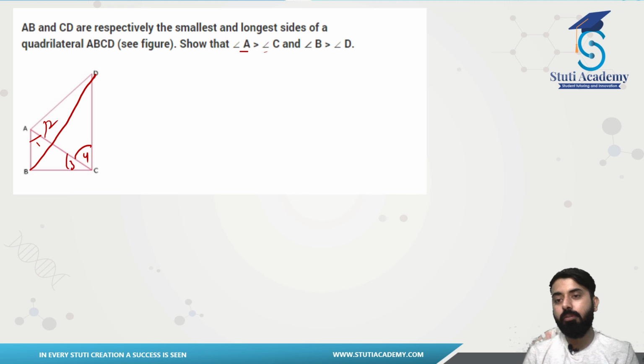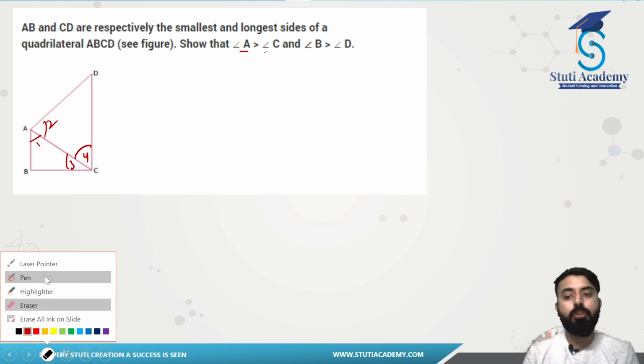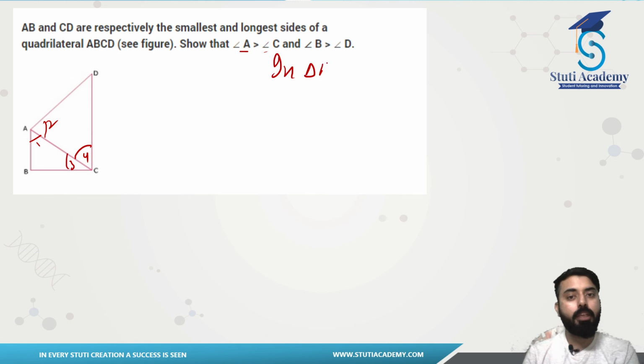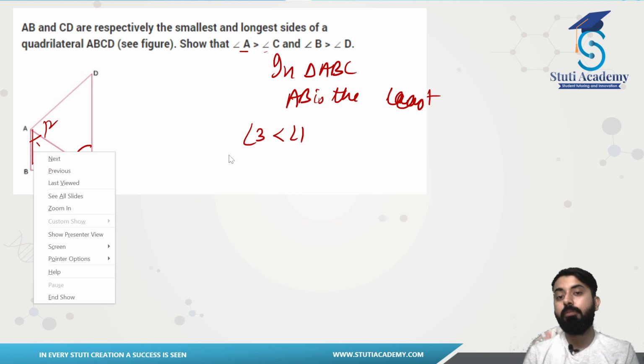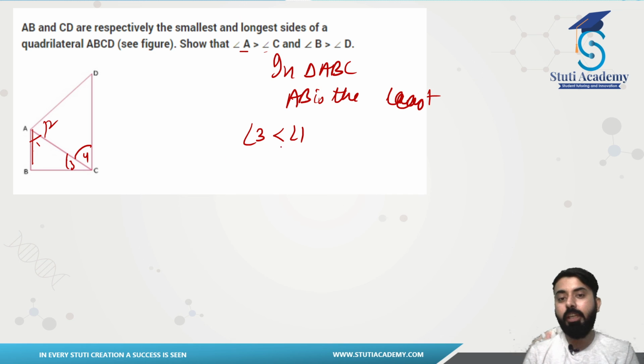Now guys, see, let's not use that point. So in triangle ABC, I know AB is the least, the smallest value. Therefore, angle 3 is less than angle 1, because angle 3 is opposite to AB, which is the least side. So you can see angle 3 is less than angle 1, or angle 1 is greater than angle 3, considering BC will be greater.